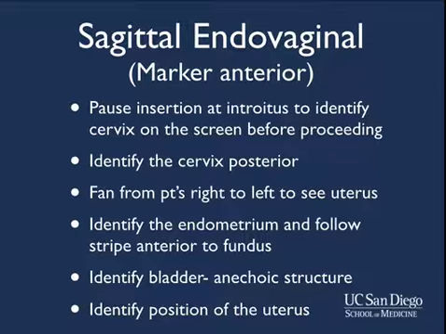We then fan from the patient's right to left to find the endometrium of the uterus. Once we find the endometrium, we follow this stripe anterior to identify the fundus of the uterus. More anterior, we will identify the bladder as an anechoic structure, and we will be able to identify the position of the uterus.